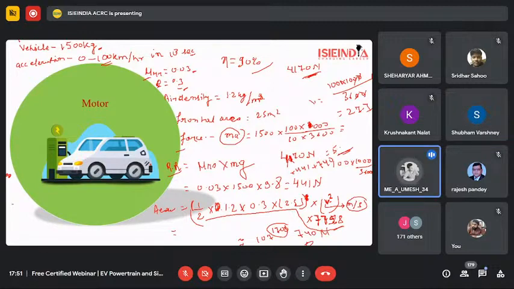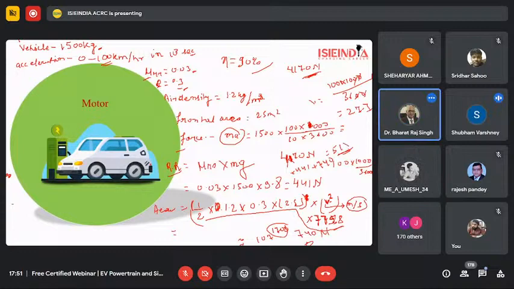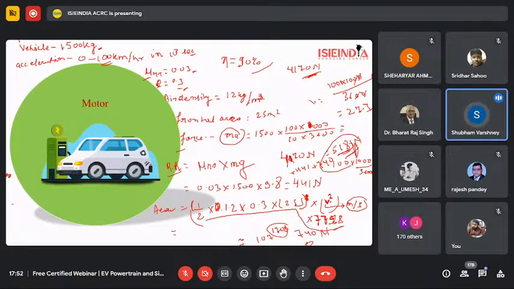No, sir, I said 5,000. 5,000 what? 181. 5,181. So this is in Newton. So this is the force I need to move the vehicle.